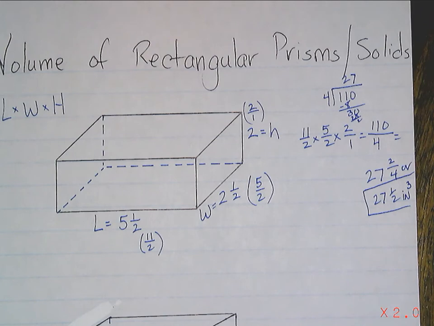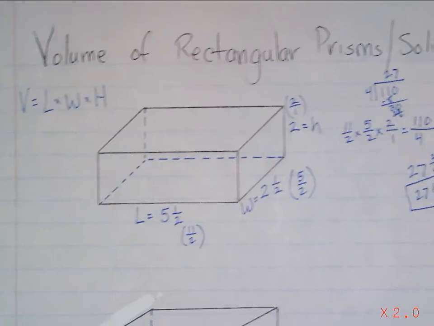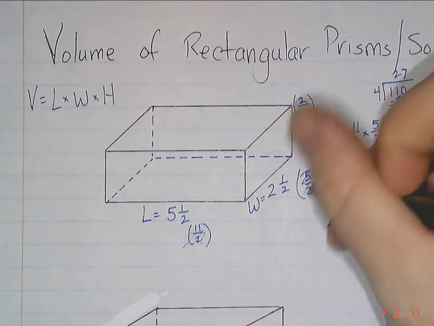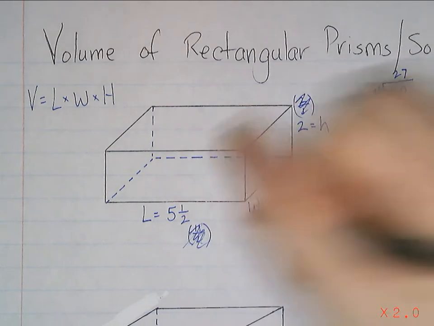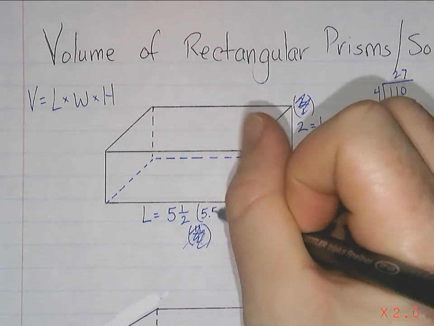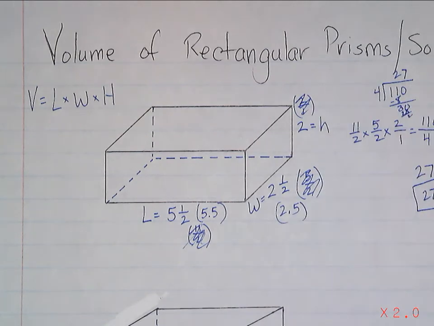If you don't like fractions, I'm not a big fan of them. I mean, I can do it. I prefer to convert these instead of converting them to these. The way I would do it, I'd convert it to a decimal. This would be 5.5. This would be 2.5. And this would just be 2.